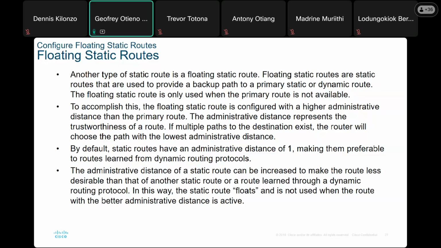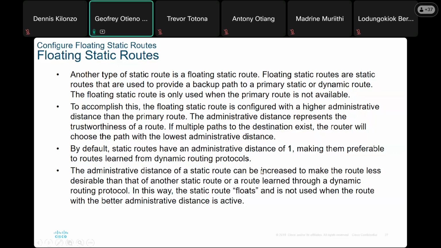1. But now when you want to make a backup route, you simply need to increase its number. Instead of 1, put 2, put 3, put 5, put 10, any number in between will be accepted. So we're trying to make that route become undesirable. This can be increased to make the route less desirable than that of another static route or a route learned through dynamic routing protocols. So in that case, it floats.